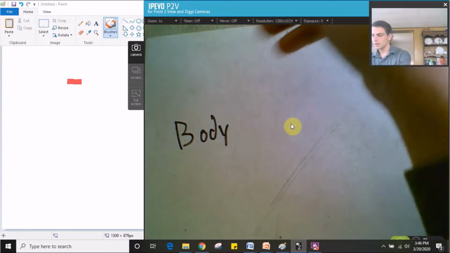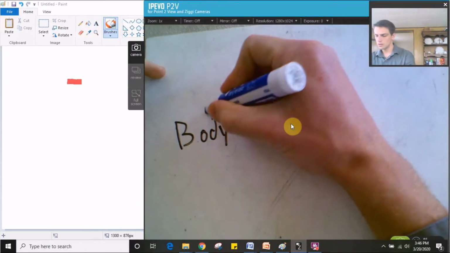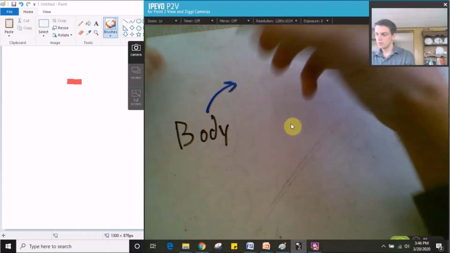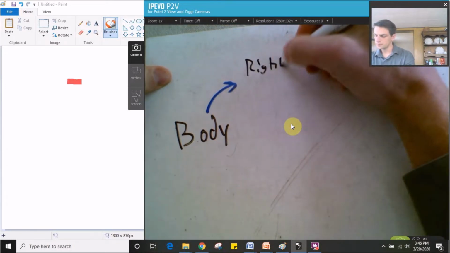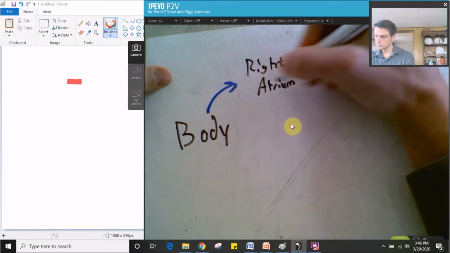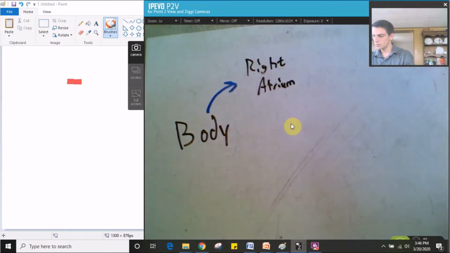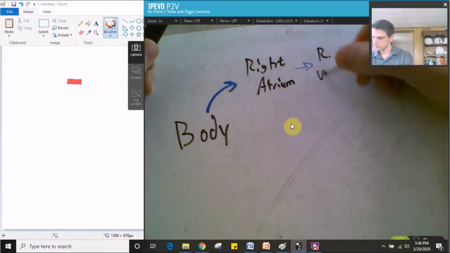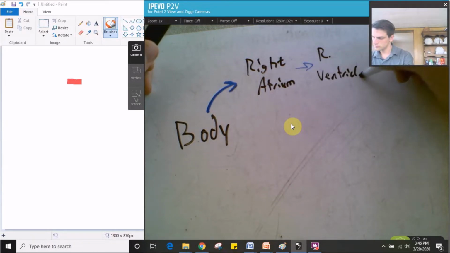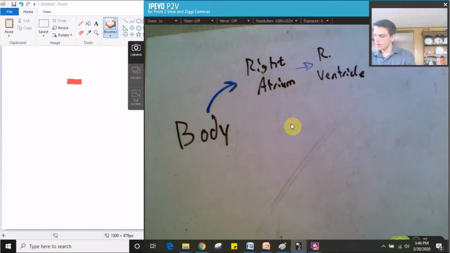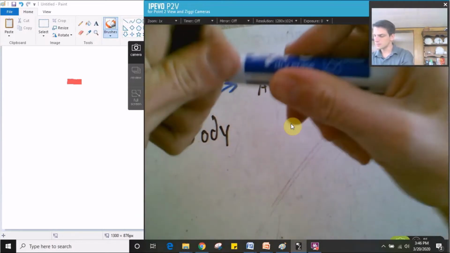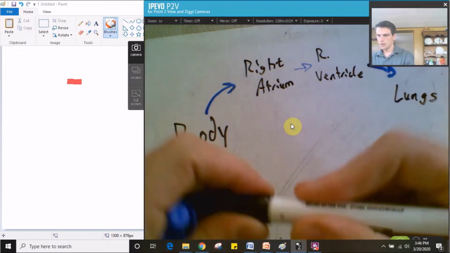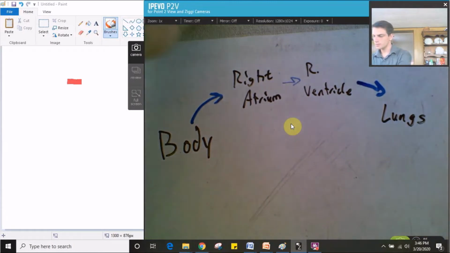From your body, the blood loses its oxygen, so it's going to be symbolized with blue, and it is going to go to the right atrium. From there, it goes to the right ventricle. And from there, it is pumped to the lungs. Now, at the lungs, it picks up oxygen.